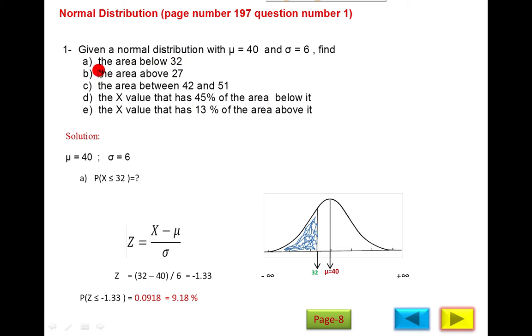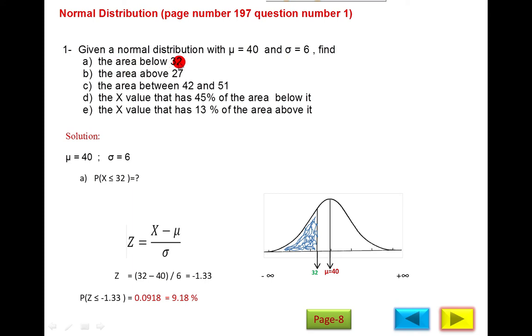Okay. So the area below 32, or find the probability below 32, the proportion below 32, all are the same. So we'll find the probability or area below 32. In this question, it is not given to find the probability, but with the help of probability, first we will find the probability, then you can find the area in percentage or in terms of probability, because probability and percentage both are the same. The probability lies between 0 and 1, percentage lies between 0 and 100%.